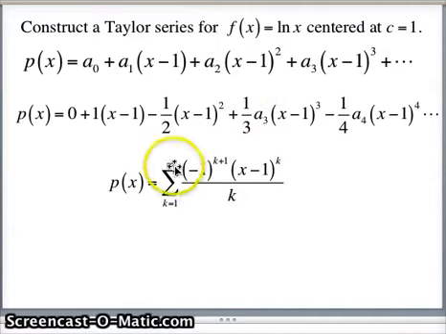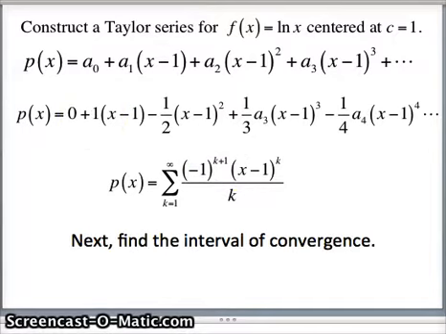So P of x is the sum as k goes from 1 to infinity of what? Well, you can see x minus 1 to the first over 1, x minus 1 to the second over 2, x minus 1 to the third over 3, x minus 1 to the fourth over 4. That's obvious. The sign flasher requires a little bit of ingenuity. You can recognize that when k equals 1, this is positive, and when k equals 2, it's negative. I'm going to need to take negative 1 to the k plus 1 to make that happen. K equals 1, 1 plus 1 is 2, and negative 1 to the second power is positive 1. So this is our form, and we want to go ahead and find the interval of convergence.